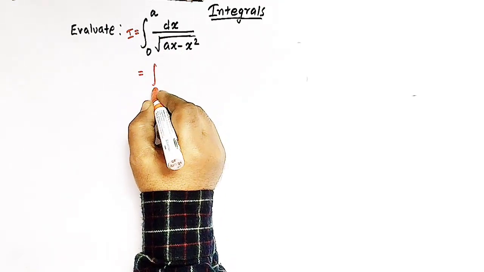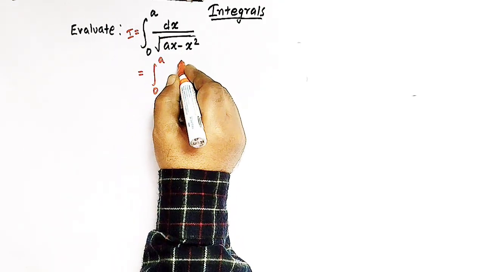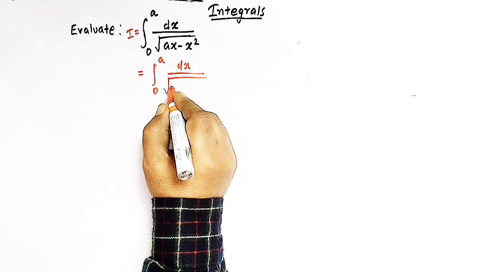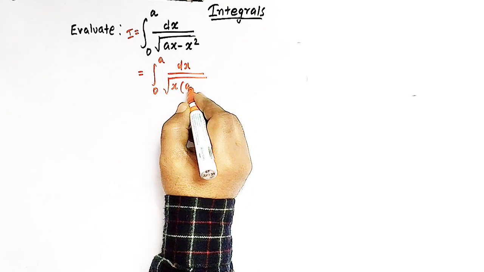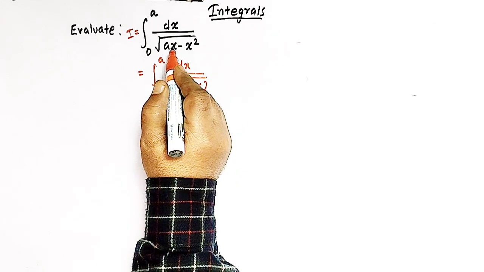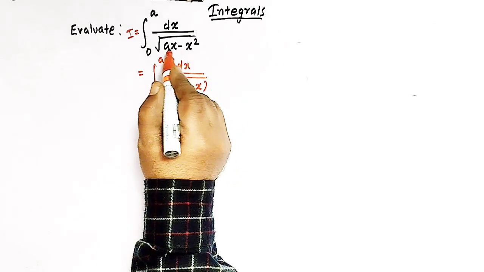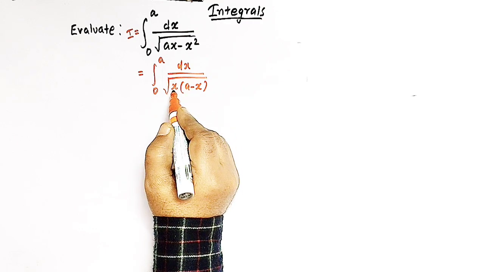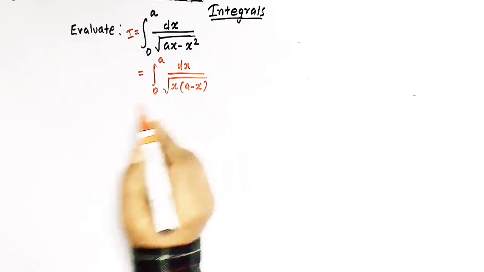Now see, we can also write this integral as square root of x times a minus x. So taking x common from ax and x square, we can now write square root of x times a minus x.